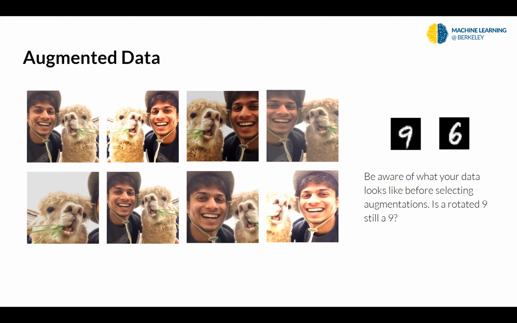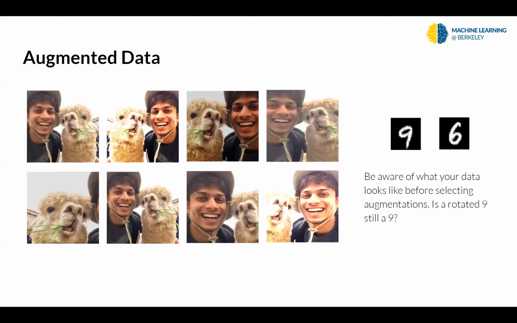But at the same time, right, you want to be aware of what augmentations you're actually using. For example, right, this is from MNIST, recognizing digits. A 9 and a 6 look very similar when they're flipped, right? And so you have to be careful that augmenting your data doesn't make some of your data inaccurate, right?